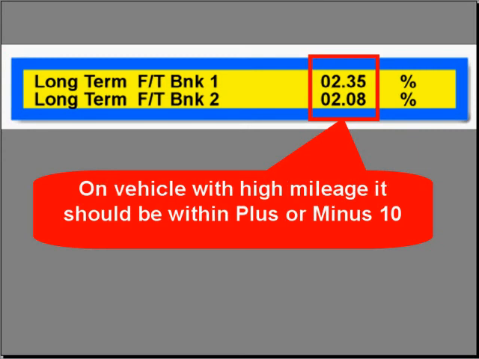On vehicles with high mileage or vehicles that have been poorly maintained, you can add a small fudge factor to it, but they still must stay within plus or minus 10. Use your common sense when adjusting this specification. On a low mileage, highly maintained vehicle, plus or minus 5.